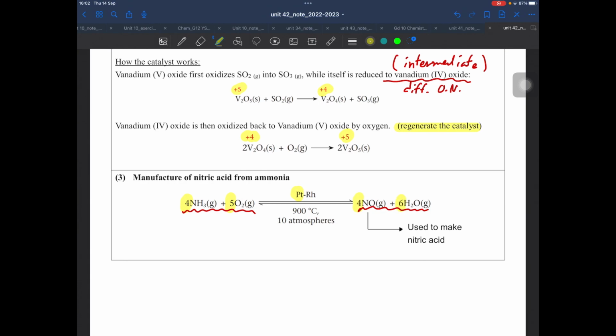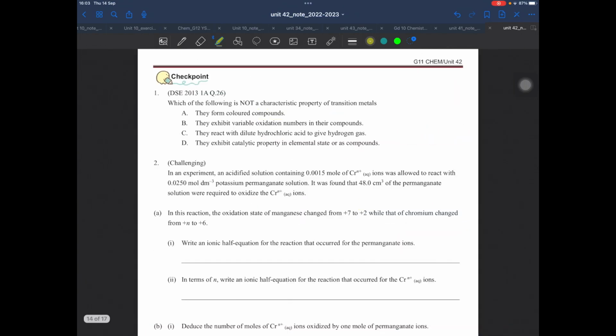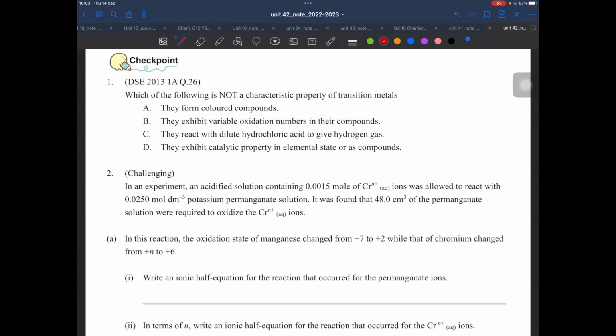4546. Every student who studies chemistry in Hong Kong, when you ask them, do you know what is 4546? They will tell you the answer. It is converting ammonia into NO for making nitric acid. 4546. So here are some topic exam questions. Try it by yourself first. This is easy, right?